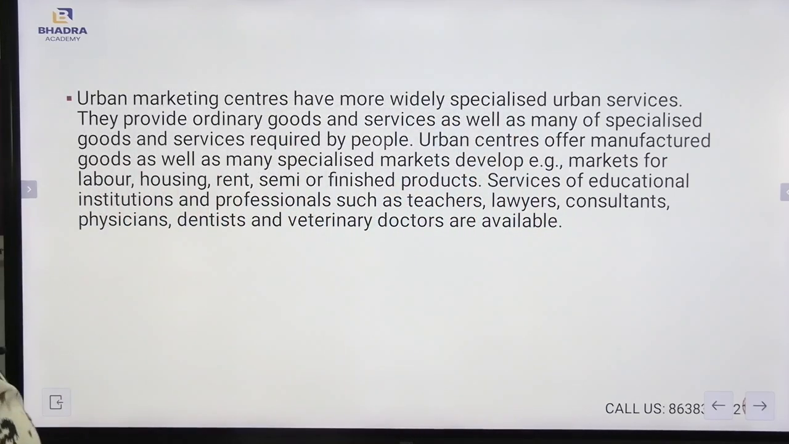Now, urban marketing. Urban marketing centers have more widely specialized urban services. They provide ordinary goods and services as well as many specialized goods and services required by people.